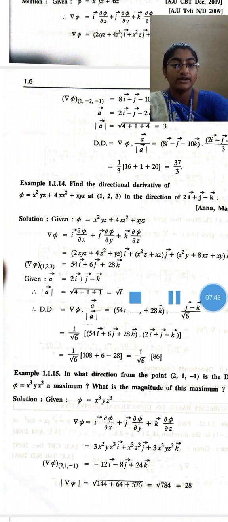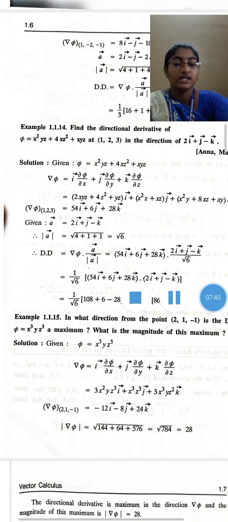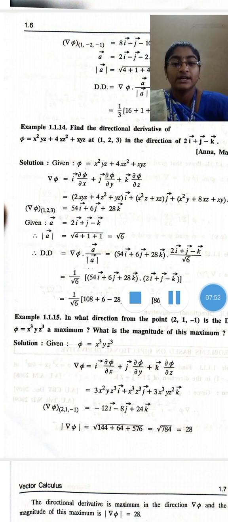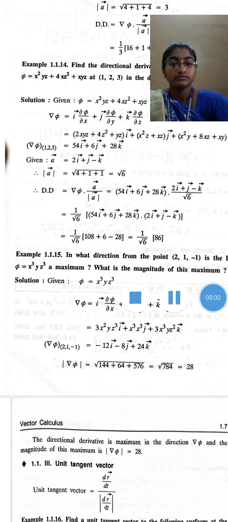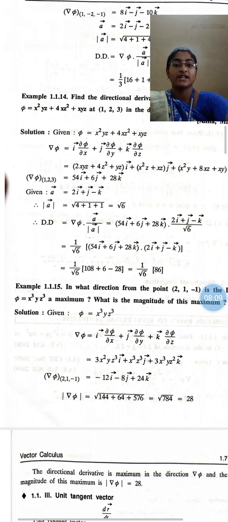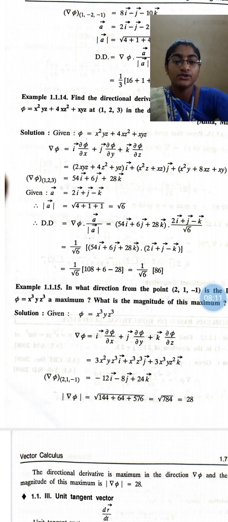Now write the a vector and take the modulus for that. We get root of 2 square plus 1 square plus minus 1 square, we get root 6. Now write the directional derivative formula and substitute all the values. Compare i, j, k values. So we get 1 by root 6 into 86. Similarly, we can prove the next sum. This is how we can find the value of the directional derivative using the formula del phi dot a vector divided by modulus of a vector.